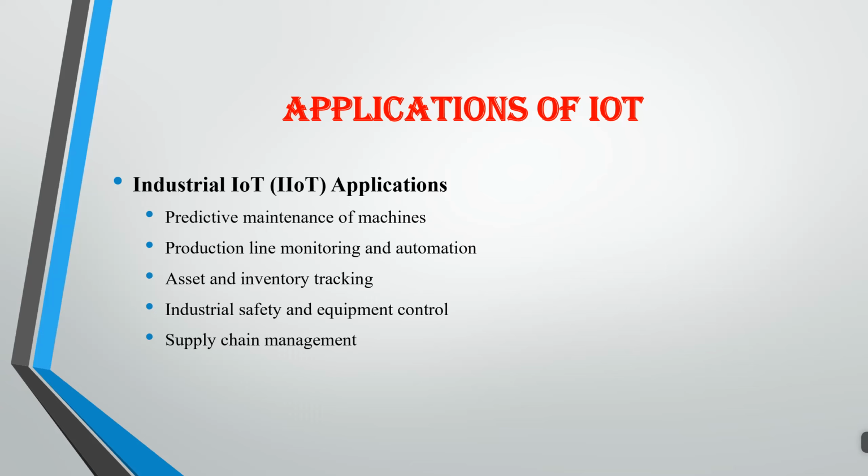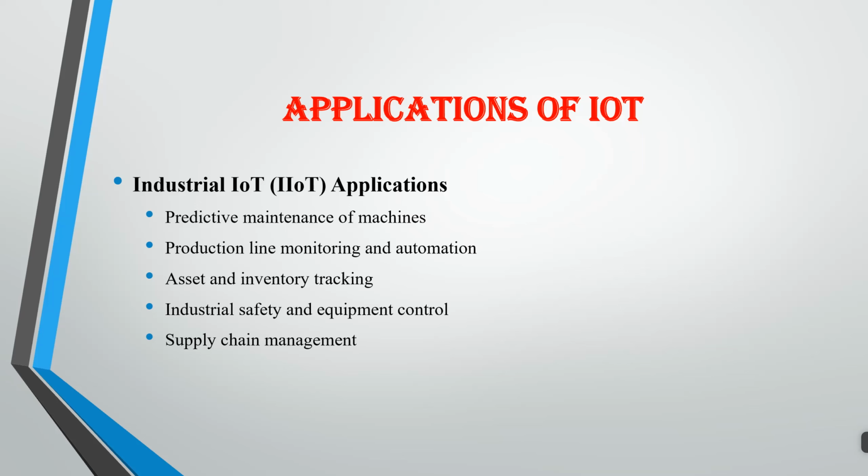Then definitely industrial safety and equipment control. Safety measures are very important, wherein to some extent human intervention cannot be possible, and IoT plays a very important role. With very high temperatures, working in extreme conditions where manual intervention cannot be possible in those areas, IoT plays a very important role in safeguarding the equipment and controlling the equipment.